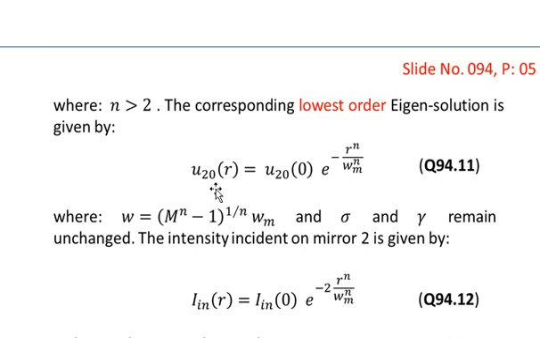So u2 of 0 is actually the eigen solution, and u2 of 0 is actually the eigen value, you can say. Or more implicitly, I would say that this u2 of 0 contains sigma and gamma as I have explained for the case of the Gaussian profile. But I am not giving you the full description of this because that would require more detail to be covered. So here W is equal to M n minus 1 whole raised to the power 1 over n multiplied by Wm.